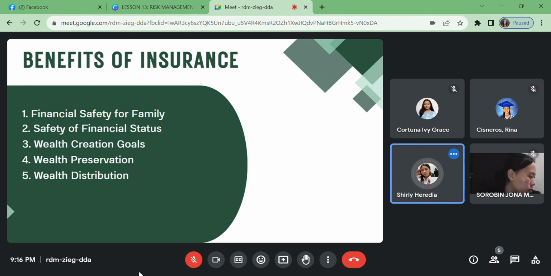For the safety of financial status, it is the ability to afford the expenses, live comfortably on your income, and save for your future, having enough emergency savings to cover for yourself. Like with insurance, if ever you meet an accident, you can claim from your insurance, or you can use your insurance, like PhilHealth, which covers you when you are hospitalized.